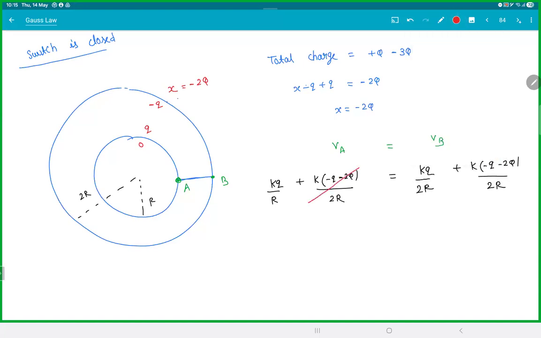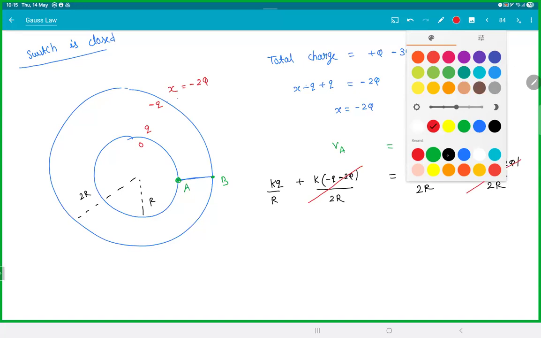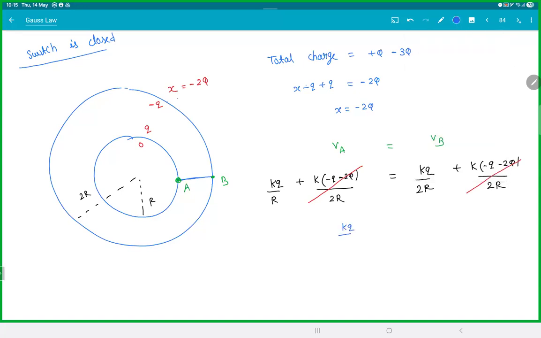You can clearly see this term and this term cancel off. You end up with KQ by 2R equal to 0, and we get Q equal to 0. That means when you connected these two things, none of the charge stayed inside, everything went outside. And it kind of makes sense, because you're telling the charges, boss, you have a way to go outside. If you stay inside, you will repel more, so better you get out and stay far. It's like you're giving them a gateway to get out. So the charges will be 0, 0, 0, minus 2q. That's your final answer.